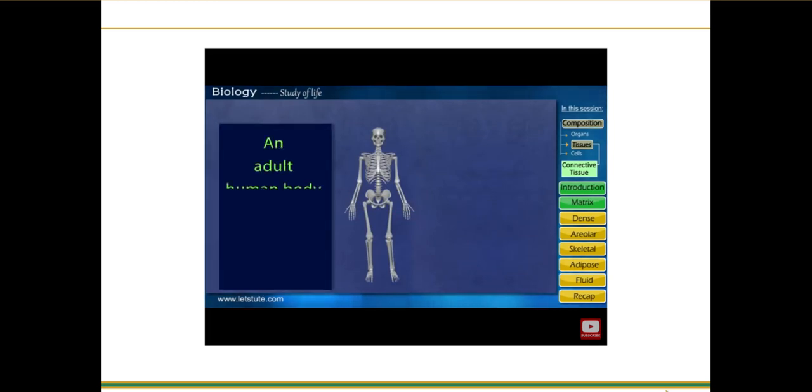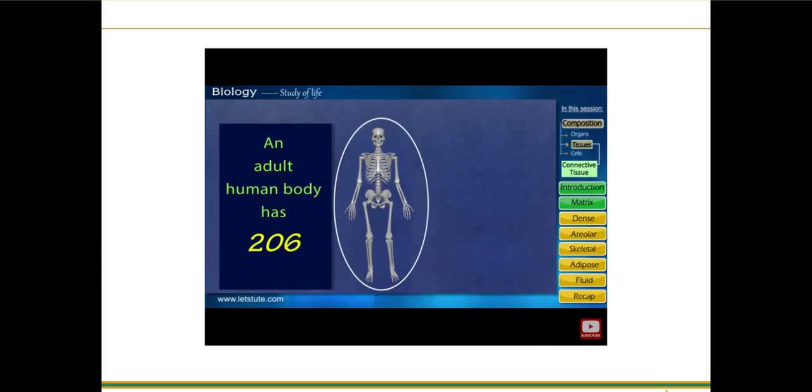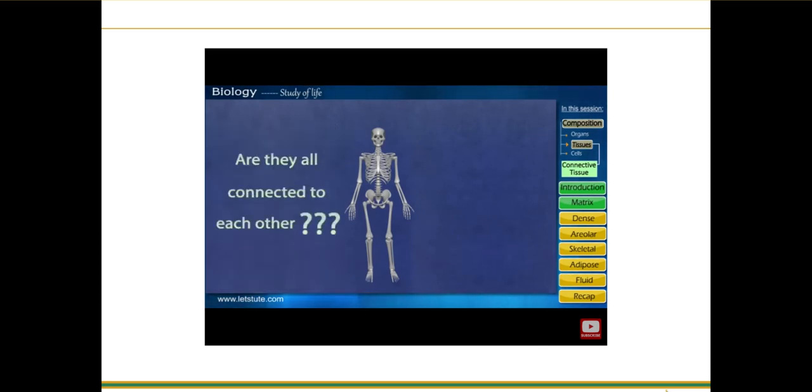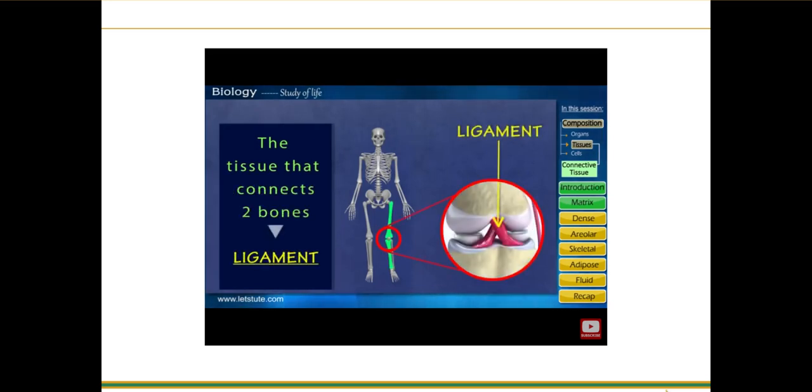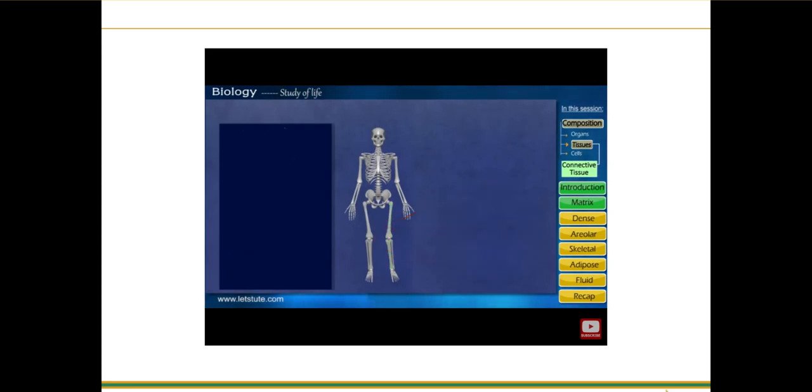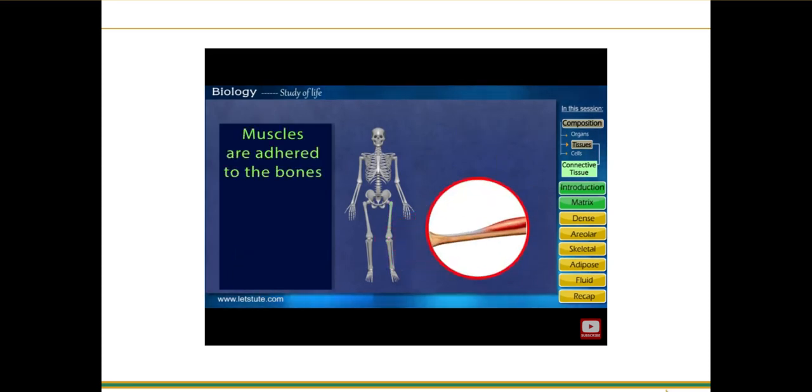An adult human body has 206 bones. So what do you think? Are they all connected to each other? Yes, they are all connected with this special type of connective tissue. The tissue that connects two bones is called a ligament. But apart from just connecting bones, even muscles are adhered to the bones with another type of tissue called the tendon.